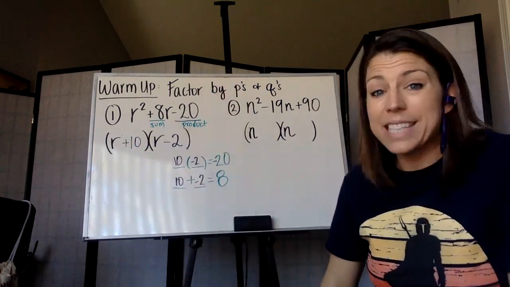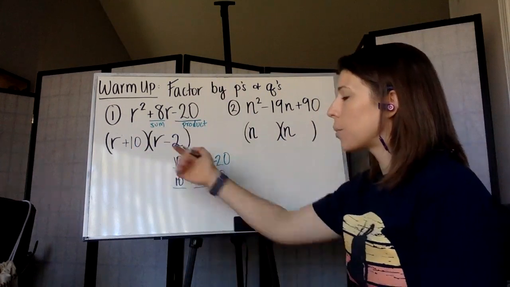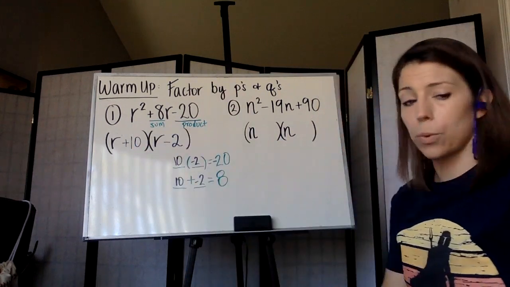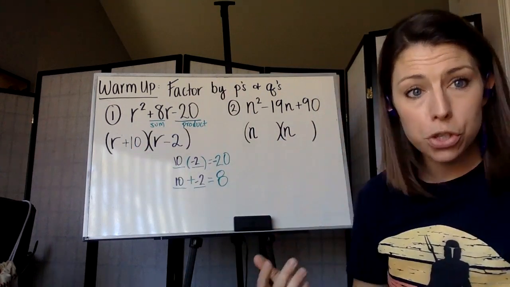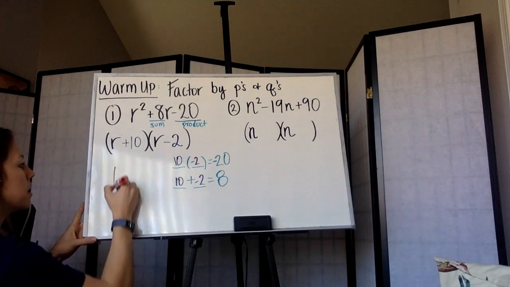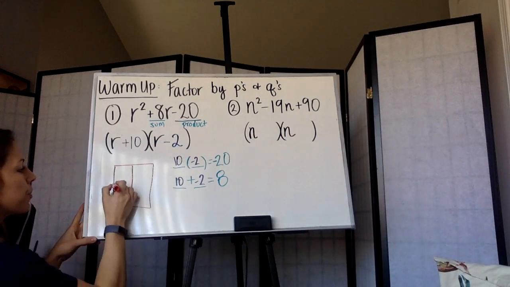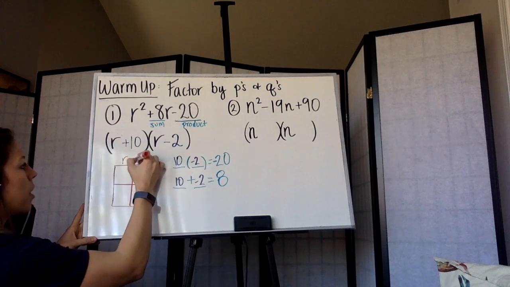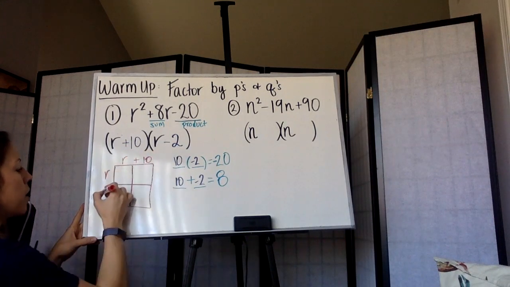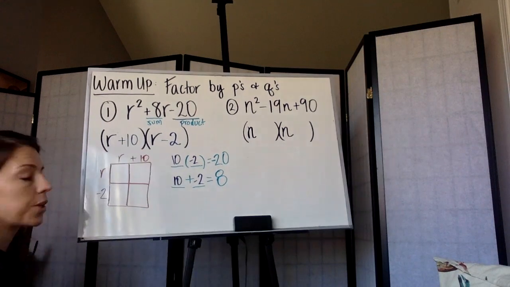And we're done. That's the nice part about factoring using P's and Q's, is that we have R plus 10 and we have R minus 2, and we're done. Now, because that was so short and so quick, we're going to multiply to check it. So over here, I'm going to make a little quick box or window. Across the top, R plus 10. Down the side, R minus 2. Let's go ahead and multiply to check this real quick.